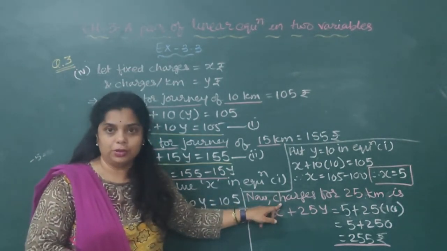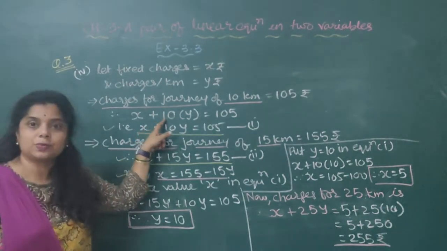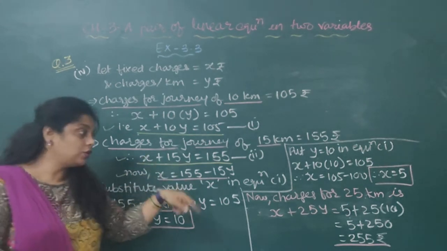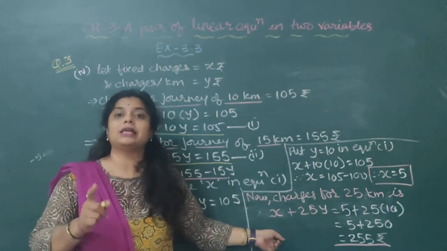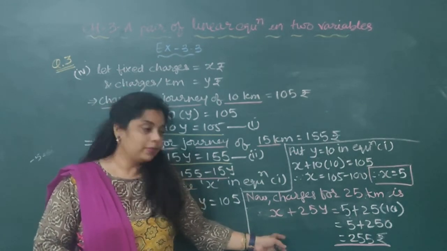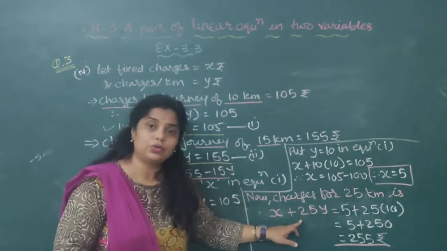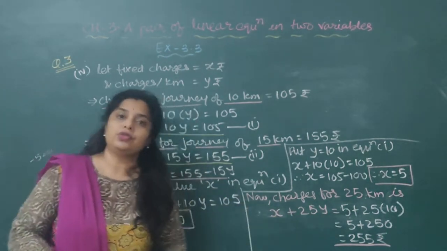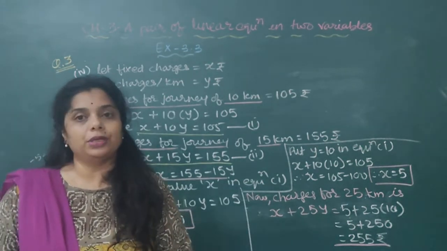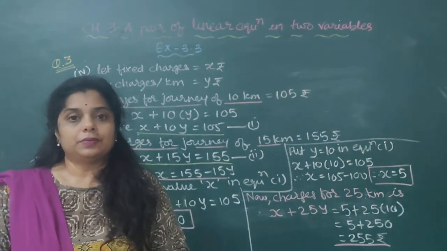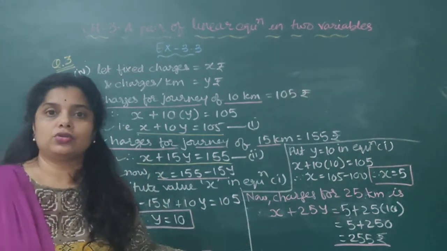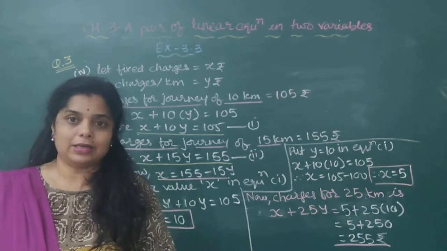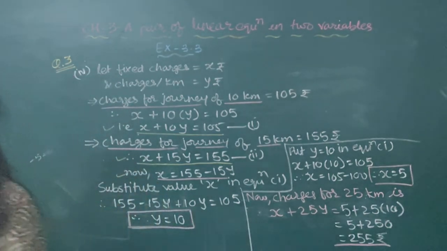Charges for 25 kilometers. As here for 10 kilometers it is x plus 10y, for 15 kilometers it is x plus 15y, so what should be the equation for 25 kilometers? It is x plus 25y. Now once we got the values of x and y, we substitute in this equation, and we got that 255 rupees we have to charge to travel 25 kilometers distance. Now this example is not so difficult, but once you understand, you can easily solve such type of example. Let's move to the next one.